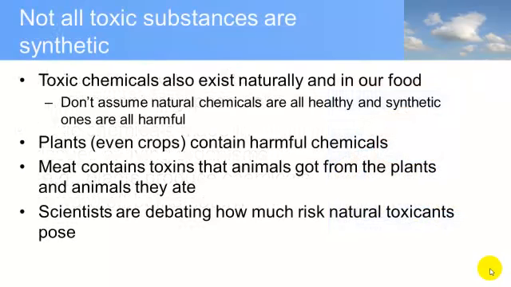Not all toxic substances are synthetic. Some of them exist naturally in our food. Some of them are produced by plants. Others may be picked up from the soil, or maybe animals eat the grass that might have picked up toxic chemicals, and then the toxic chemicals end up in the tissues of the meat. So there's lots of debate about what risks traces of these natural toxic chemicals could pose to us.